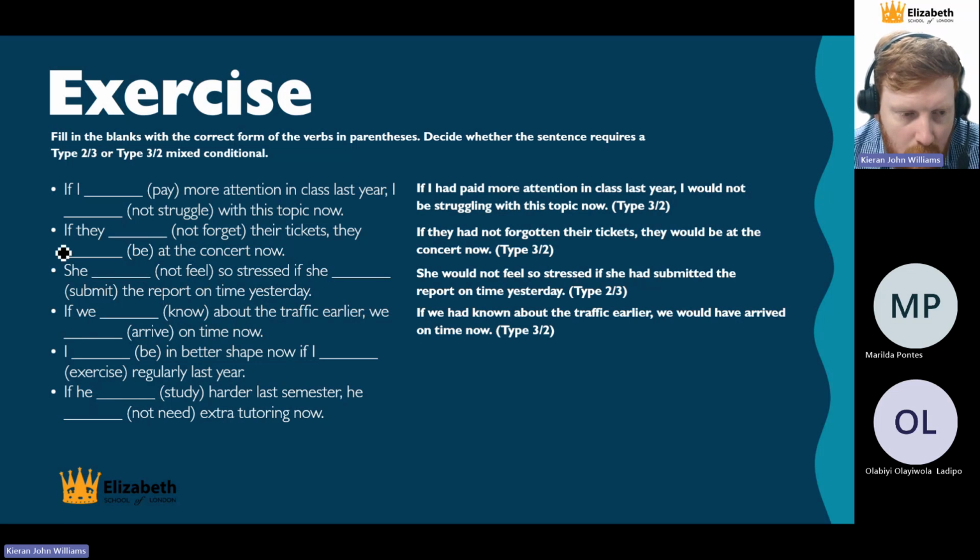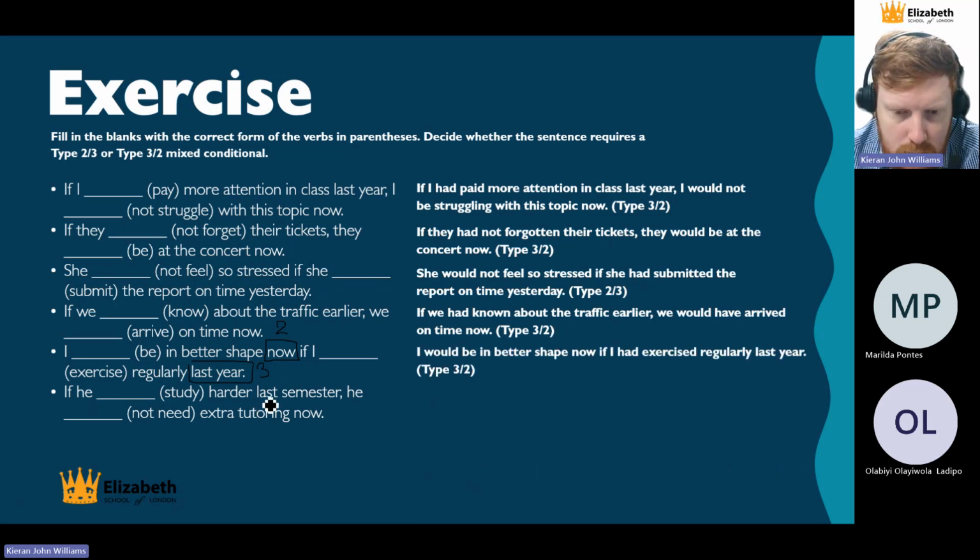All right, so we're almost at the finish now. On this one, we have now in the first part and last year in the second one. So if it is now, it's in the present, it's second conditional, and with last year, that would be in the past. So it's third conditional. Oh no, that should be the other way around. A slight mistake for that one. Okay. All right. So it would be, I would be in a better shape now if I had exercised regularly last year.